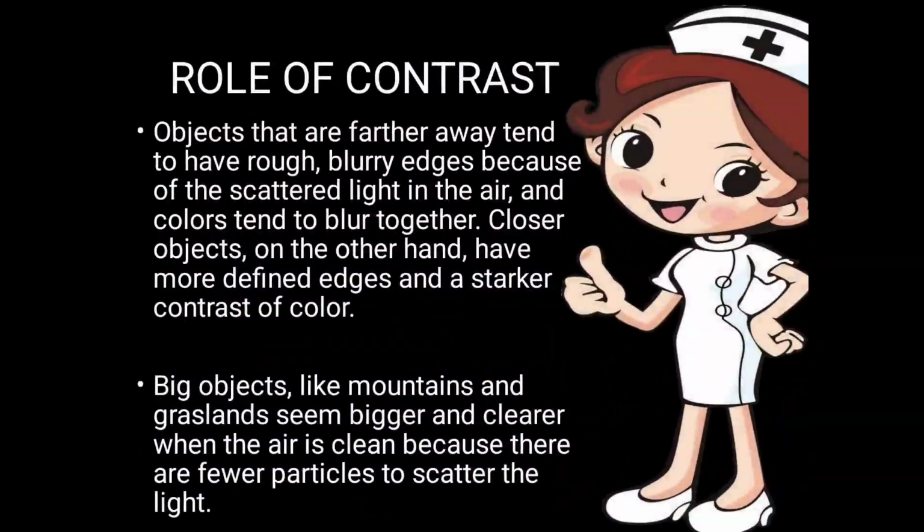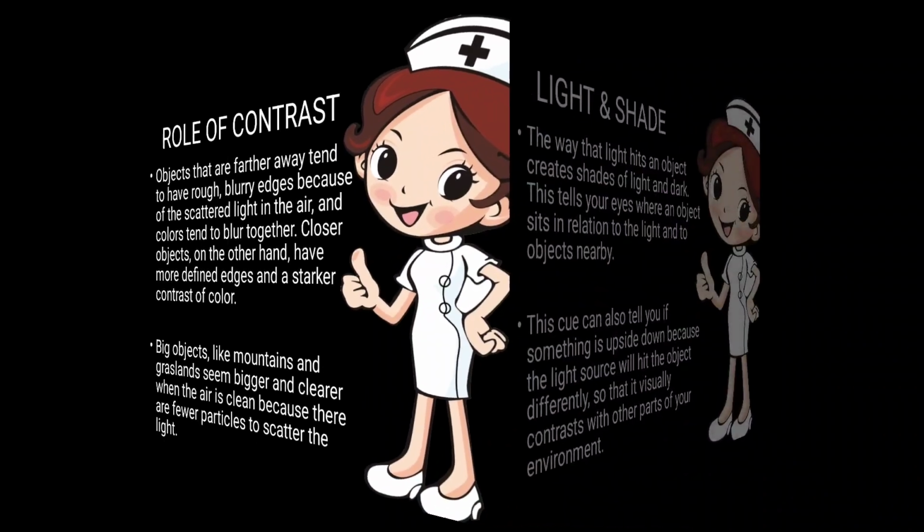Okay. Next one is big objects like mountains and grassland, which seem bigger and clear when the air is clean, because there are fewer particles to scatter the light. But otherwise these are not that clear, so that we can see the details of them. This is the role of contrast.